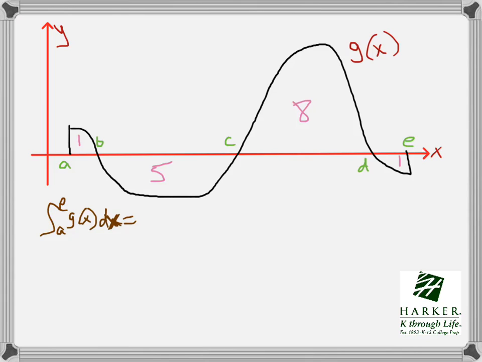So most of you already have figured out that it is 1 minus 5 is negative 4, and it comes out to be 3. It's 1 minus 5 plus 8 minus 1 equals 3. Remember, 5 is below the x-axis, 1 is below the x-axis, so those are negative.